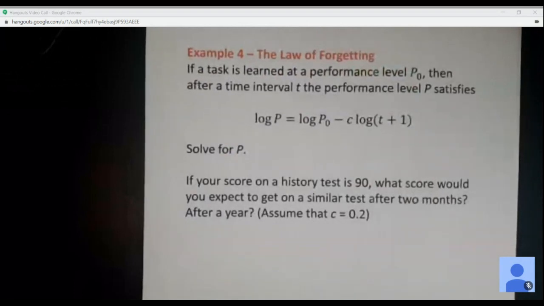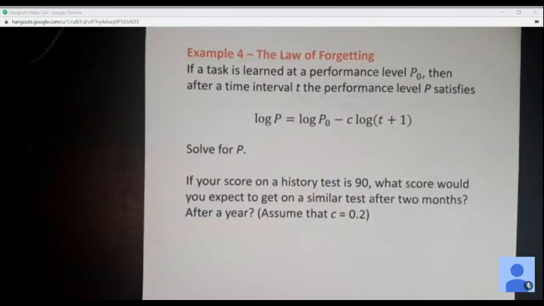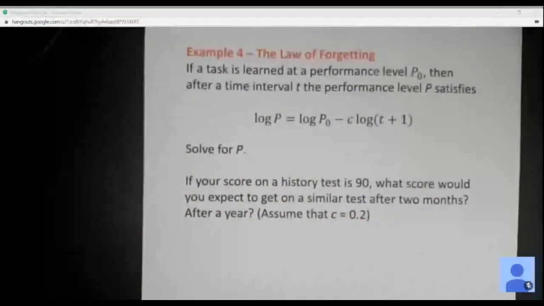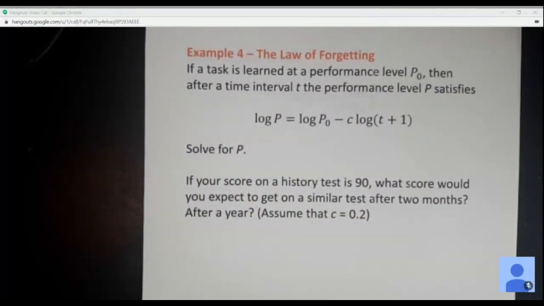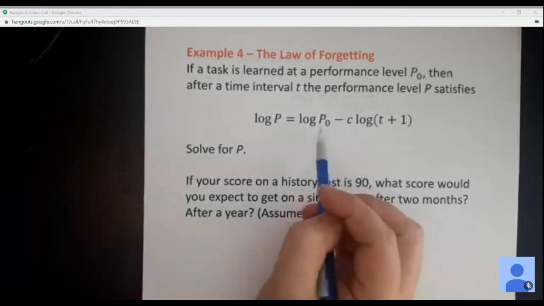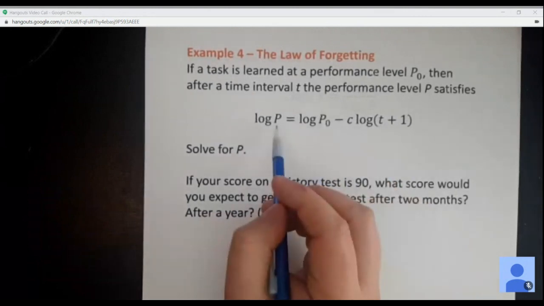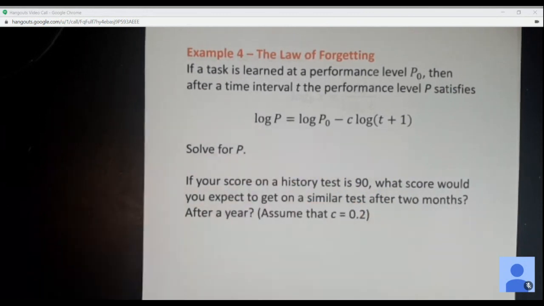All right, so if a task is learned at a performance level P sub 0, so that's basically the initial amount of material we learned, then after a time interval T, the performance level P, which is this value here, satisfies this equation. So basically what this is saying is we forget stuff, right? So if I were to take a test right after learning it, I'm probably going to do better than if I wait a certain period of time without actually reviewing the material and then try to take that same test again. Right? So P sub 0 is basically what did I get the first time I took the test. T is how long I've waited, and then all of a sudden we're going to take the test again and say, oh yeah, that's my new performance level now. Okay, that's what P represents.